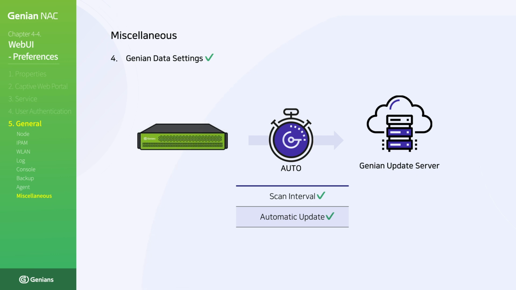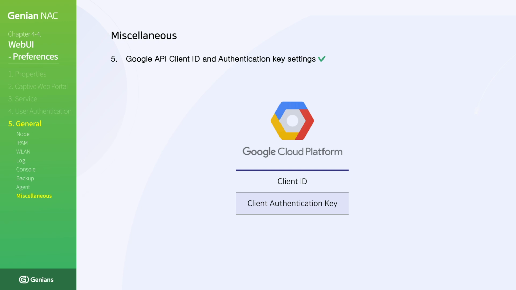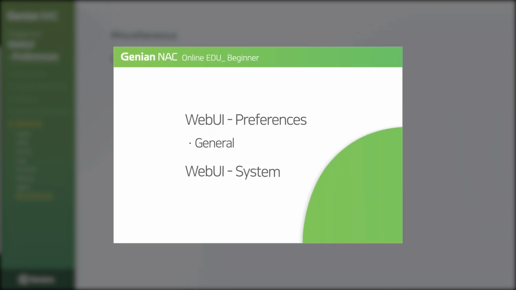The Genian Data Settings section configures the synchronization of operational data between the policy server and the Genian Update server. The inspection interval for detecting changes in operational data can be set between a minimum of 1 hour and a maximum of 30 days. With automatic update settings, any newly added operational information will be synchronized to ensure the data remains up to date.